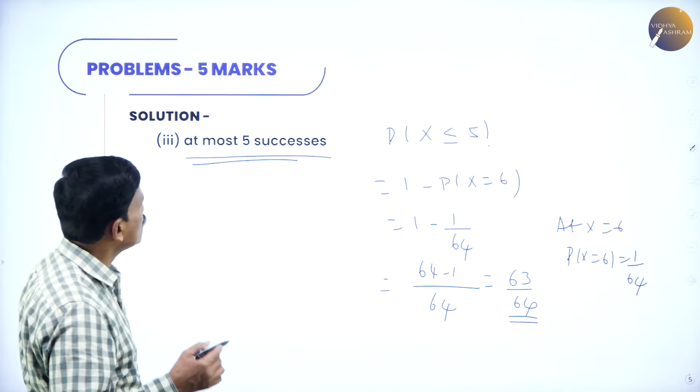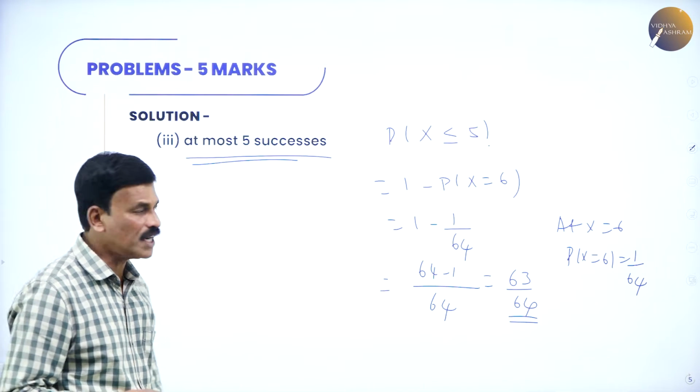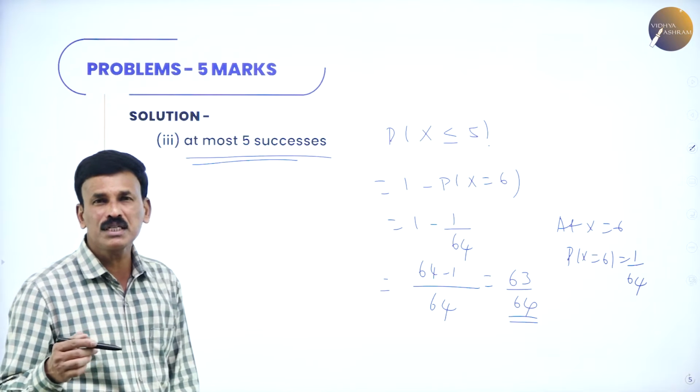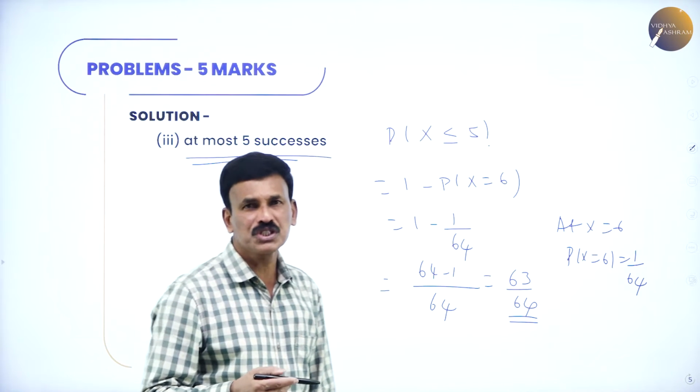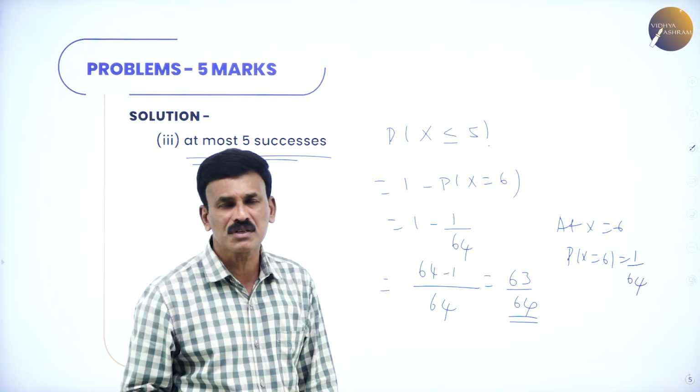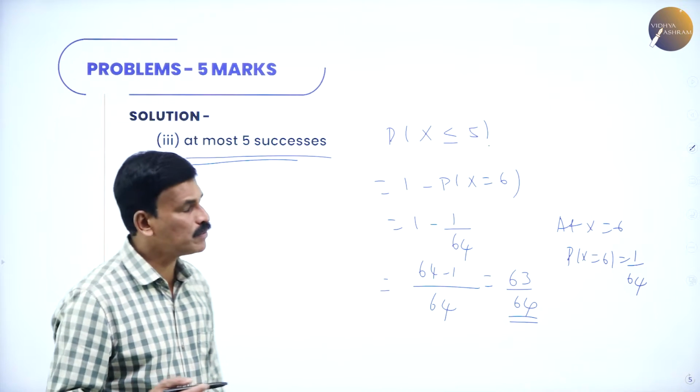And the third case is at most 5 successes, which means the probability of X is less than or equal to 5, that is also equal to 1 minus the probability of X is equal to 6. That's equal to 63 divided by 64. So this is the required answer for the problem. Now let us come to the next problem, a similar type problem.